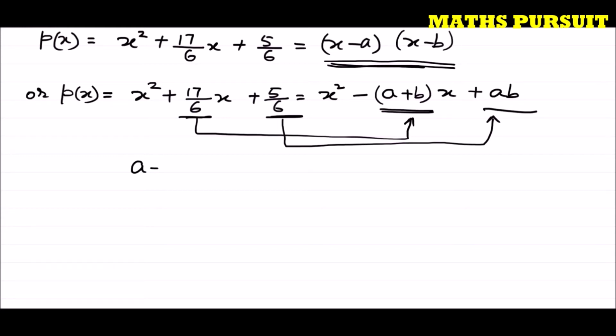In other words, we can understand that a plus b is equal to 17 upon 6 and ab is equal to 5 upon 6. From the above comparison, we derived that a plus b is equal to 17 upon 6 and ab is equal to 5 upon 6. Now guys, let us find out the factors of this 5 upon 6.